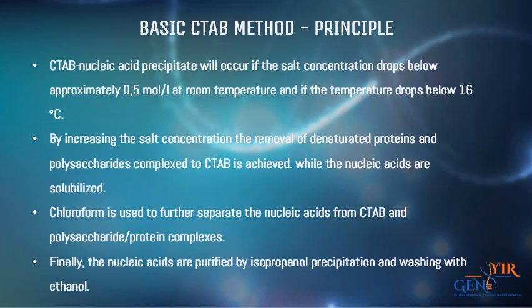Chloroform is used to further separate the nucleic acids from CTAB and polysaccharide and protein complexes. Finally, the nucleic acids are purified by isopropanol precipitation and washing with ethanol.